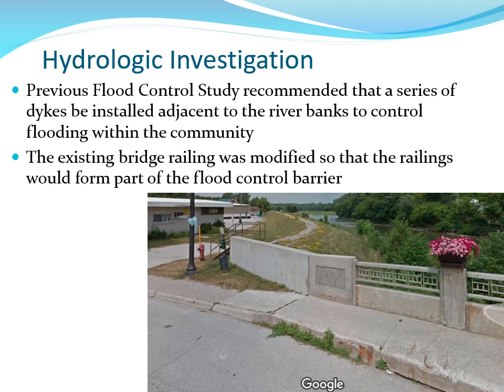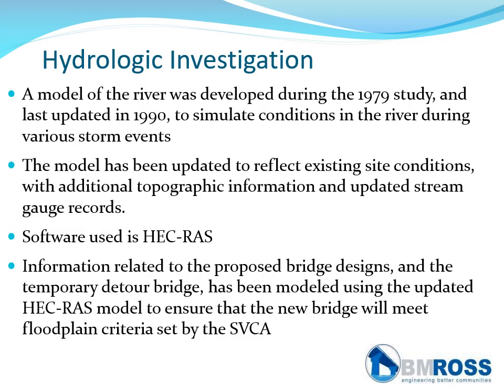So previous flood control studies have been done, and we built upon that. We have to make sure that the new bridge, just like the existing bridge, ties into the dike system. You can see how the existing bridge railings have been modified, where they made a shorter top panel so that they could fill in solid concrete walls to prevent a flood event from actually flowing over the sidewalk and down Queen Street towards the north. The hydrology investigation that we did was built upon a model already existing from the 1979 study.